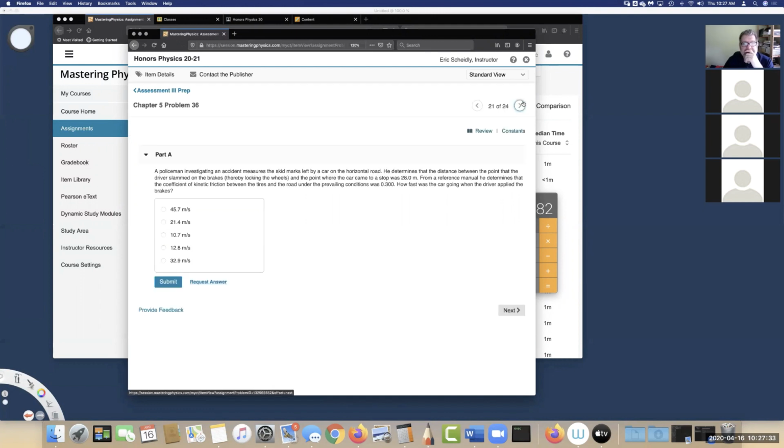A policeman's investigating an accident, measures the skid marks left by a car. He determines that the distance between the point that the driver slammed on the brakes and the point where the car came to a stop was 28 meters. From a reference manual, he determines that the coefficient of friction between the tires and the road in the prevailing conditions was 0.3. How fast was the car going when the driver applied the brakes?